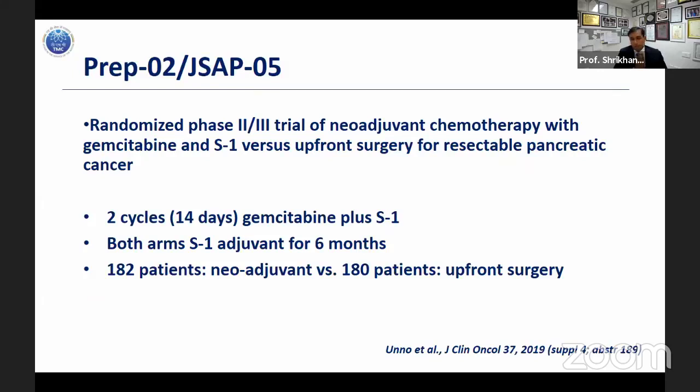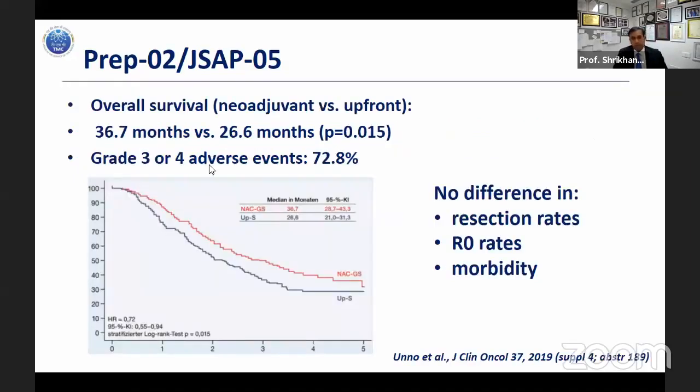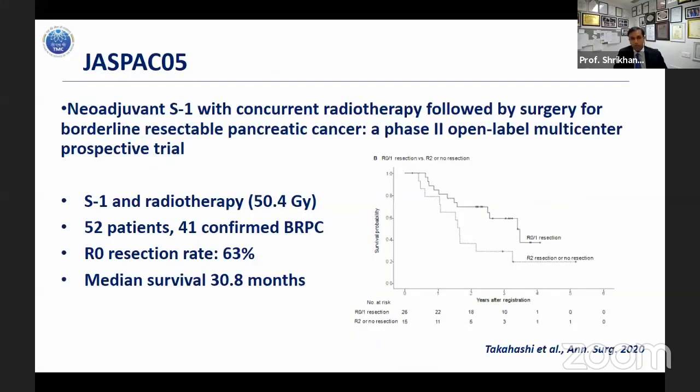This one is from Japan, from a colleague of mine, Makoto Unno, who is a leader in Japan. And they have looked at a randomized phase 2, phase 3 trial of neoadjuvant chemo with gemcitabine and S1 versus upfront surgery. 182 patients neoadjuvant, 180 patients adjuvant. Both arms got S1 as adjuvant for 6 months, and 2 cycles, 14 days gemcitabine plus S1 was a specific arm. And you can see what happens here. Neoadjuvant chemo and gemcitabine, you can see what's the survival. You get 36.7 months for neoadjuvant versus 26.6 months for those who underwent upfront surgery. No difference in resection rates, R0 rates, and morbidity. But again, more data coming in favor of neoadjuvant for borderline resectable disease.